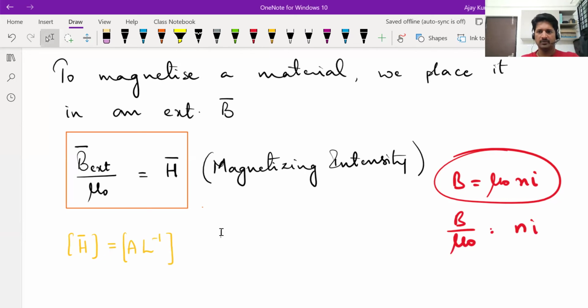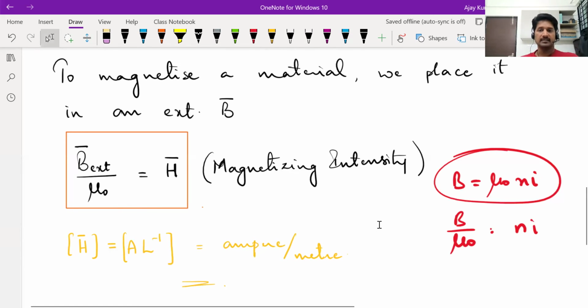It's just field divided by mu naught, and every formula of magnetic field we discussed till now involves mu naught. So it's very easy to find the dimensions of B by mu naught. And the unit I got is ampere per meter. Yeah, sir, even I got it.